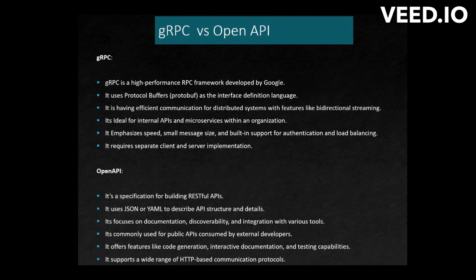OpenAPI is a specification for building RESTful APIs. It uses JSON or YAML to describe API structure and details. It focuses on documentation, discoverability, and integration with various tools.